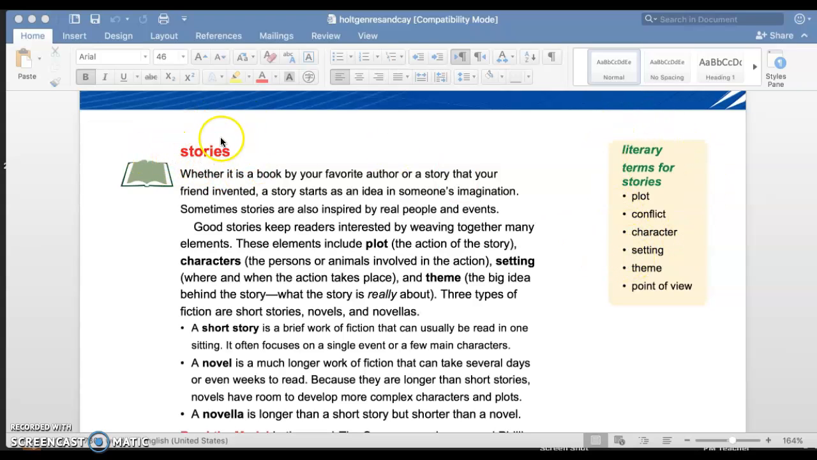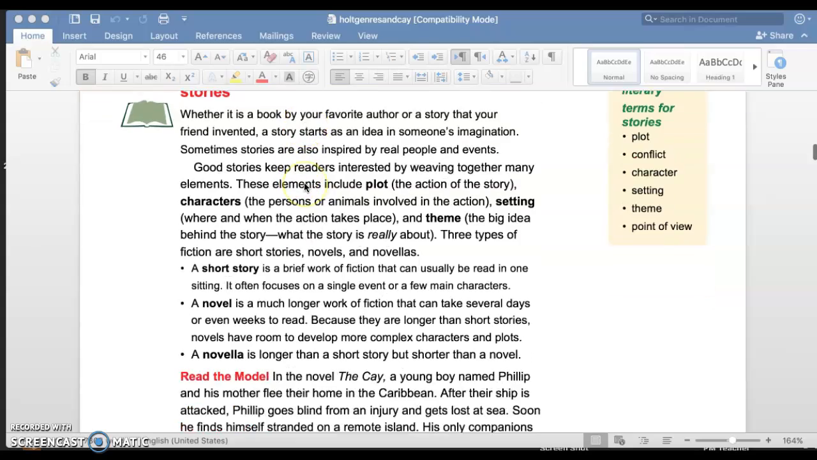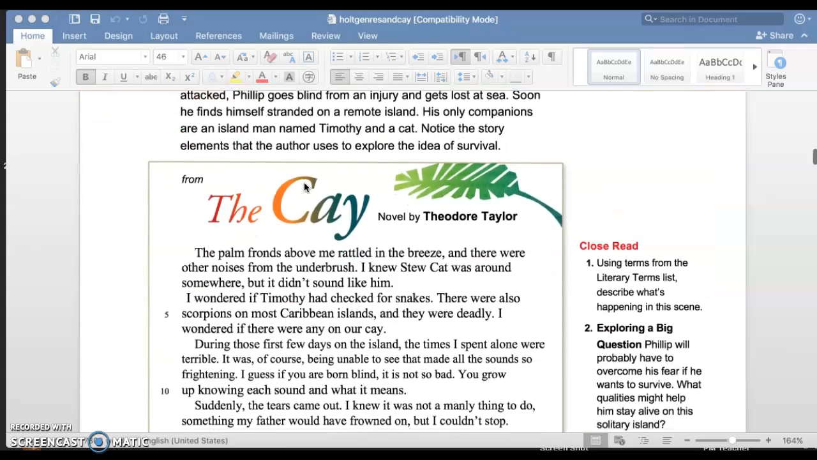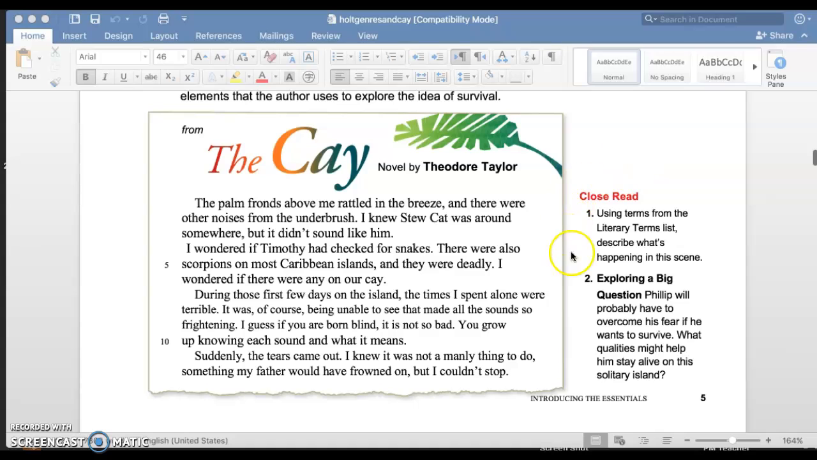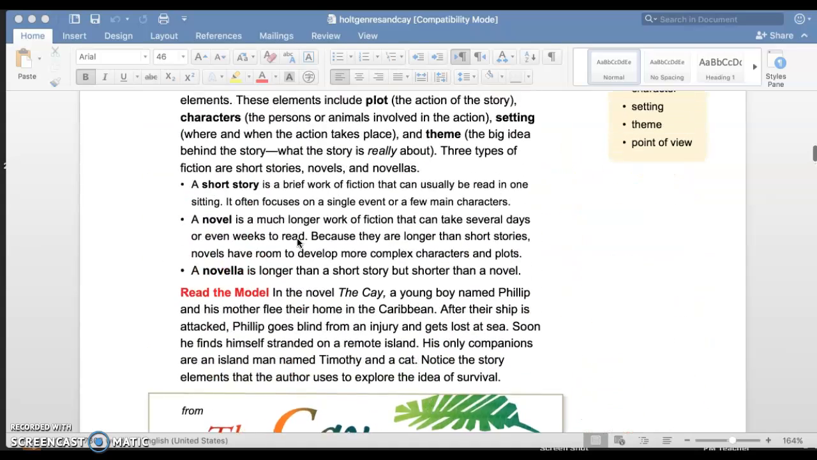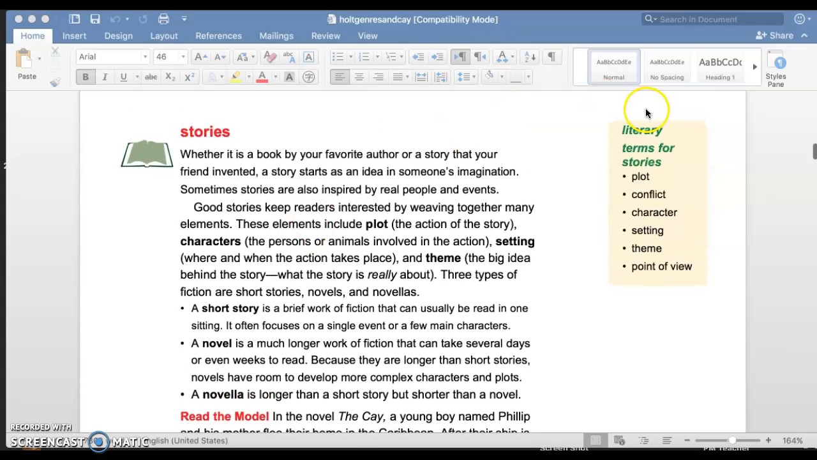My heading is story, so obviously we're going to be talking about types of stories. If I scroll down, there are questions for the reader. There's a little excerpt of a story that we'll look into. But first we need to read. So I'm looking at my literary terms for the stories. It's plot, conflict, character, setting, theme, and point of view. We're going to annotate as we go through this. So I'm going to highlight.